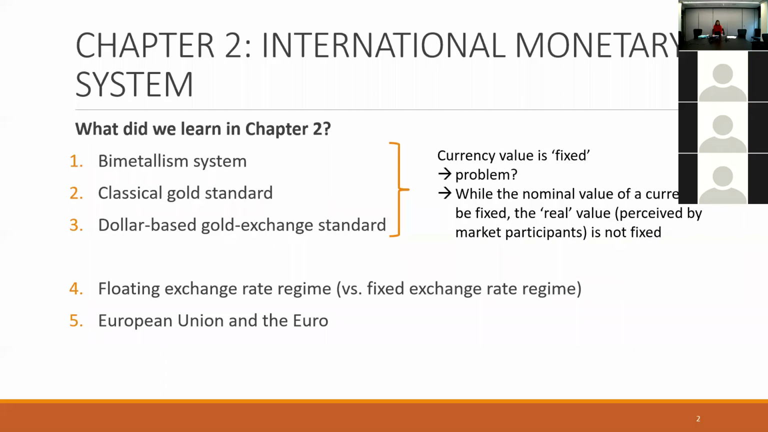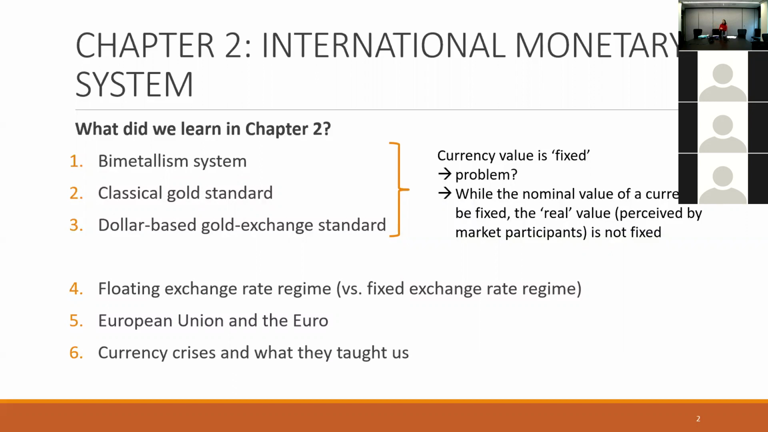We also talk about the European Union as an important establishment that gave birth to the euro currency. So since the establishment of the euro currency, it has become the second most important currency for international transactions. Right.